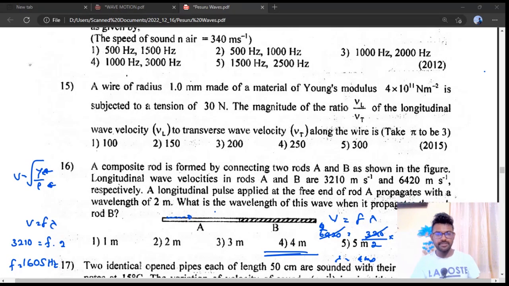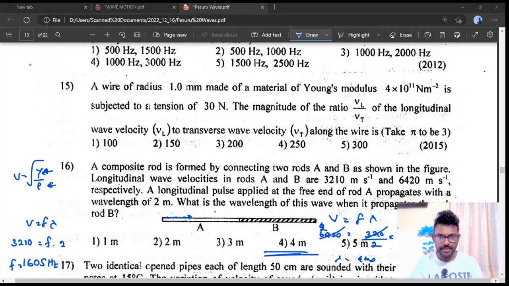All right, guys, so let's try question number 15 then. It says a wire of radius 1 millimeter is made of a material of Young's modulus 4 into 10 to the power 11 newtons per square meter. Yeah, that's the unit of Young's modulus. It is subjected to a tension of 30 newtons. The magnitude of the ratio VL over VT, of the longitudinal wave velocity over the transverse wave velocity.